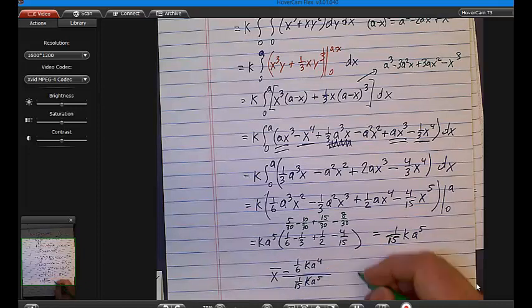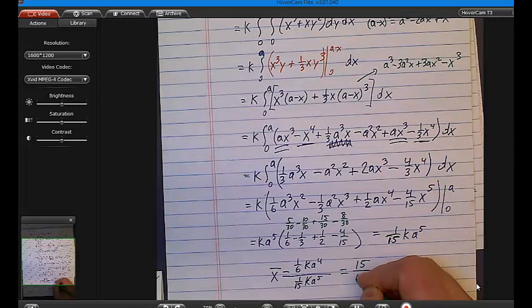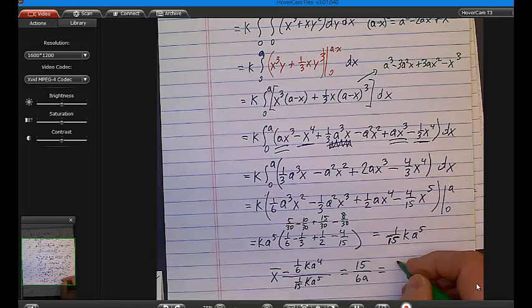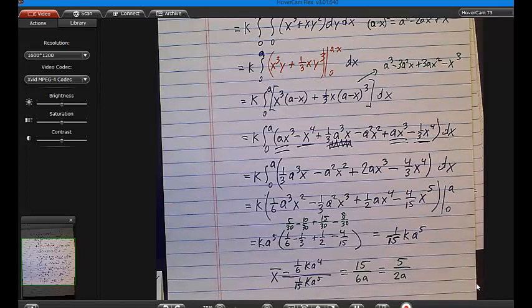And since that's 1/15, now the k's cancel, and I'm getting 15 over 6a, which is 5 over 2a. Yeah. That came really simple. So that's x bar. Correct. Okay. Time for y bar.